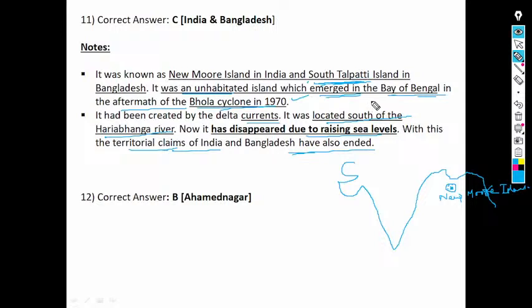That is why it is an uninhabited island that emerged in the Bay of Bengal in the aftermath of the Bhola cyclone in 1970, and it had been created by delta currents. It was located south of the Haribhanga River. Now it has disappeared due to the rise in the sea level.